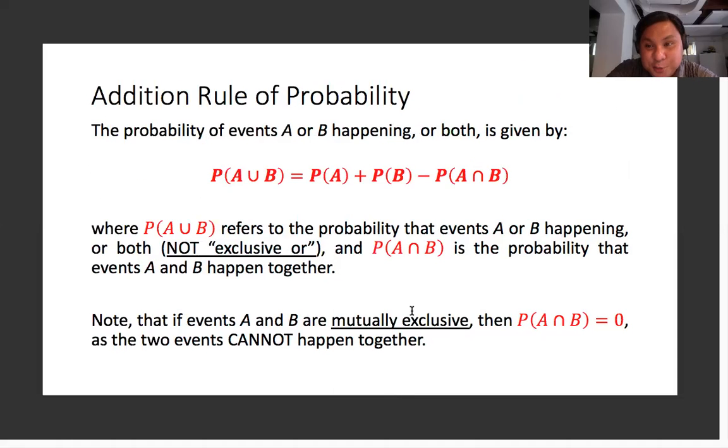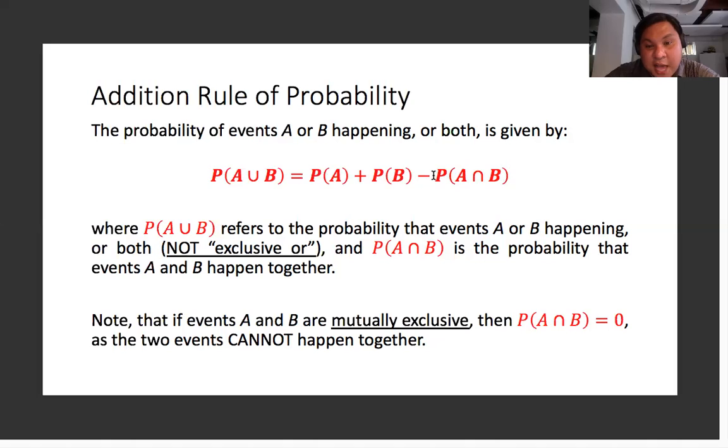Okay, so the addition rule of probability. So the probability of events A or B happening or both, right? So take note, it's not an exclusive or. It's one or the other or both of them happening. So the probability of A union B, okay, which means either A happens or B happens or both of them happen, is equal to the probability of A plus the probability of B minus the probability of A intersection B. Now, the probability of A intersection B is the probability that both A and B happen.